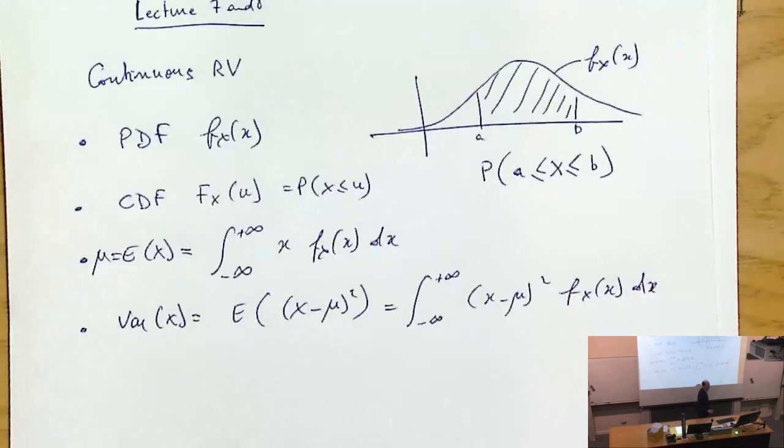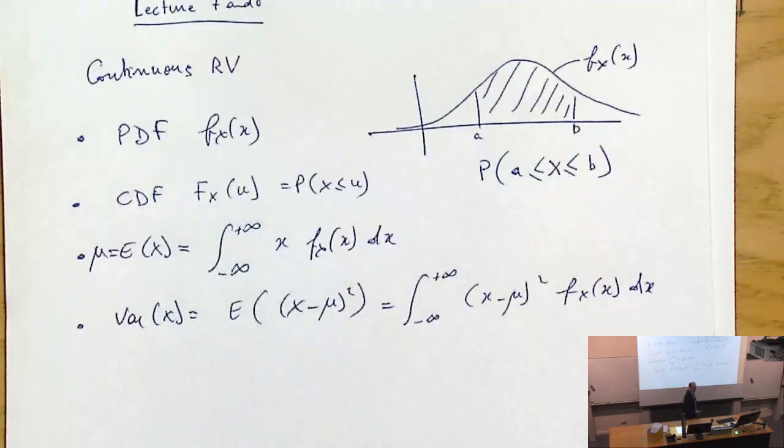Okay, so what's the main difference with the discrete case is really in the PDF we don't play with probability mass function, we play with probability density function. So the probability mass function was really giving you probabilities for each value of x. Here the PDF is not a probability, it's just a density. So you have to integrate over a certain domain, over a certain interval in order to get a probability.